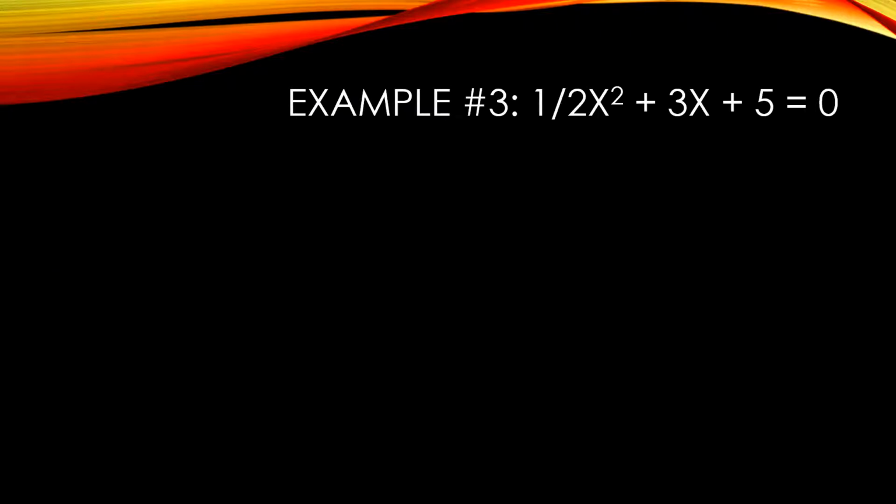Example number 3 now. So it's 1/2 x squared plus 3x plus 5 equals 0. So first off, do not fear. Fractions don't mean that we follow a different process, but let's get into it and I'll show you how it's exactly like the previous example. Step number 1, bracket off the first two terms with variables, and that means it's 1/2 x squared and 3x will be in our bracket.